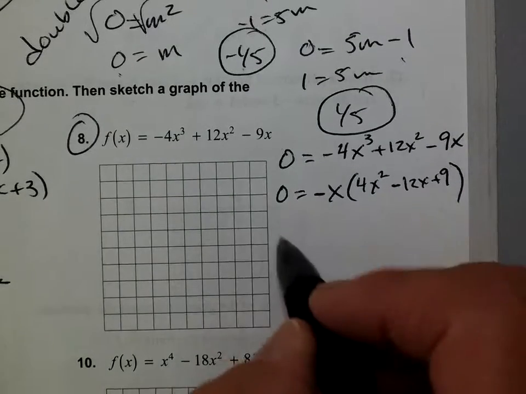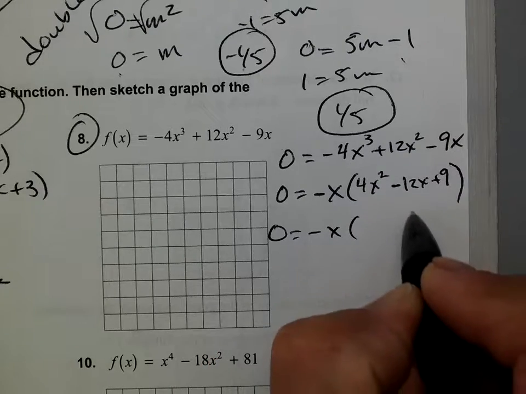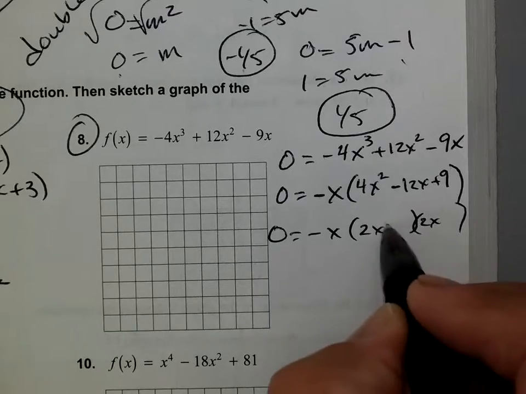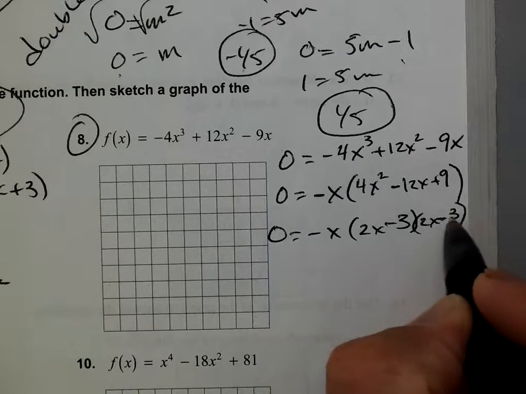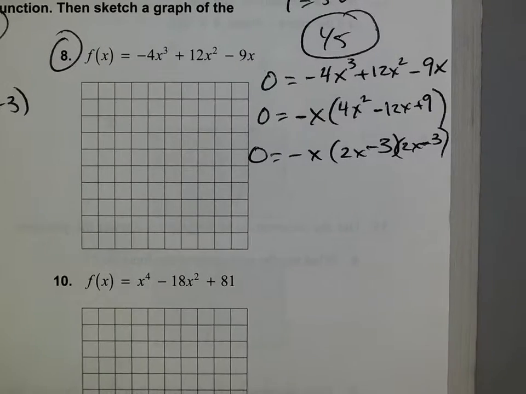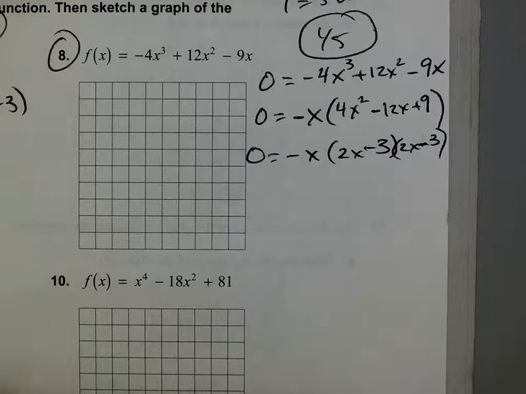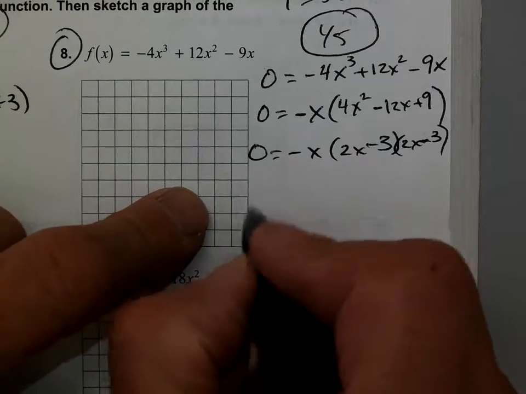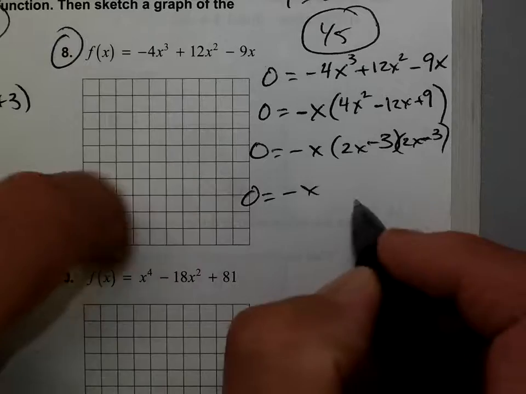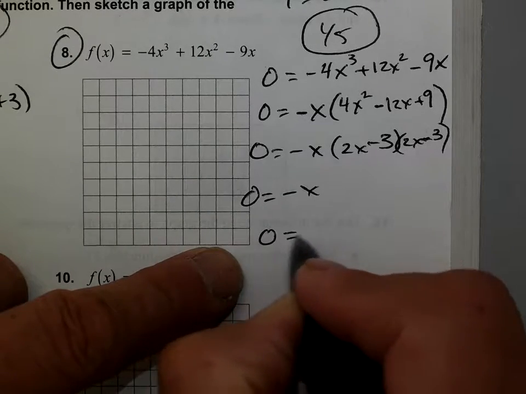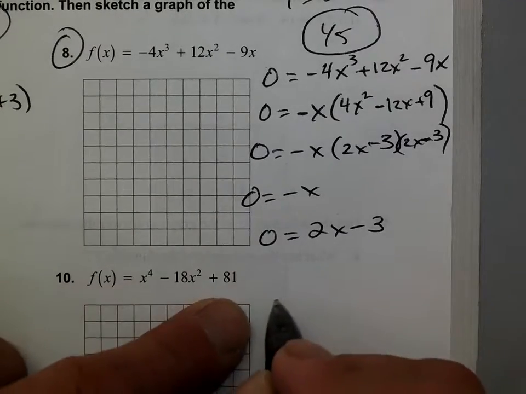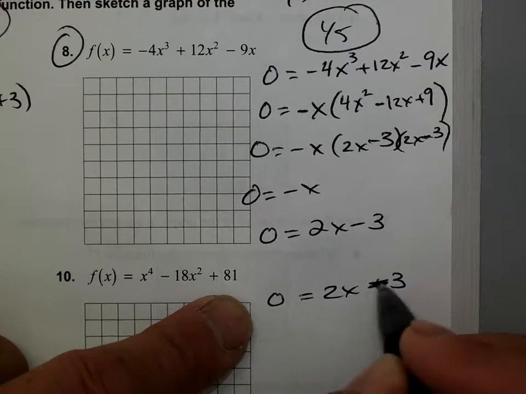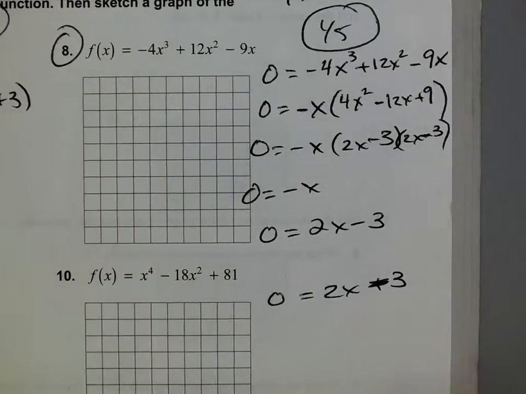This should factor again. In fact, I think it factors into 2x, 2x minus 3, minus 3. Okay, I've got many equations, don't I? I've got 3 mini equations. One will solve 0 equals negative x. Another will solve 0 equals 2x minus 3. And the other will solve 0 equals 2x plus 3. Nope, minus 3 also. My bad. It is minus 3. I'm getting sloppy.